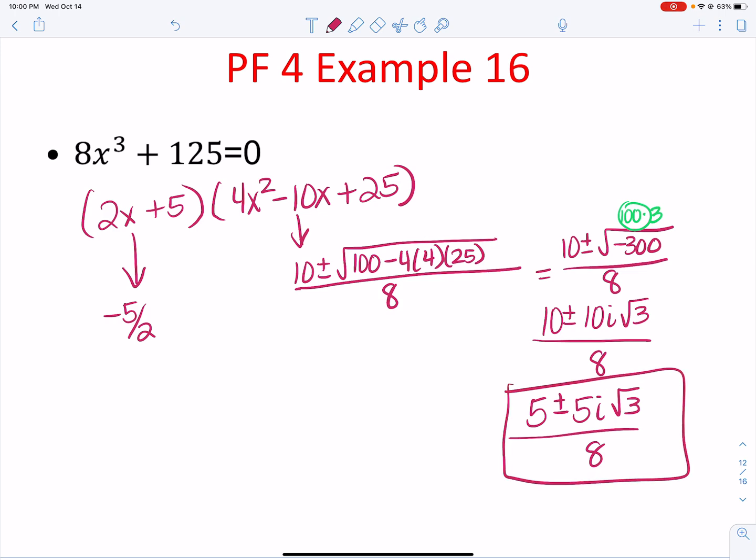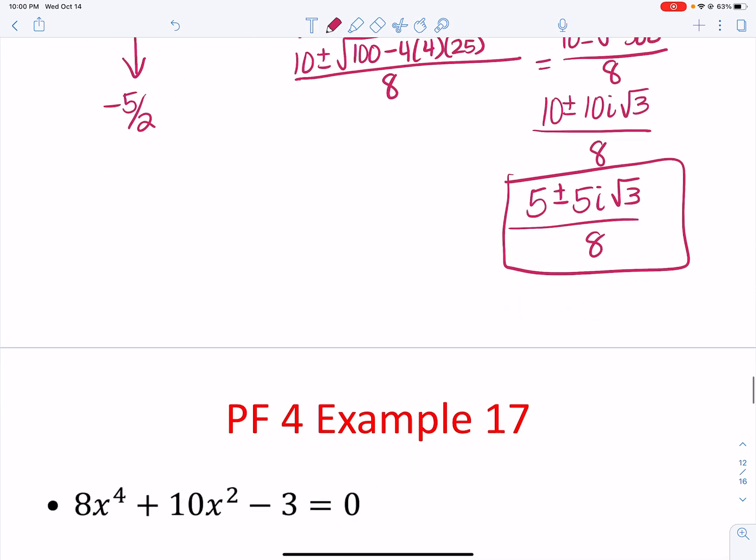And I would definitely let you have a calculator on this. If you're concerned about making sign errors, I've tested you over doing the quadratic formula without a calculator. So on something like this, I would let you have your calculator.